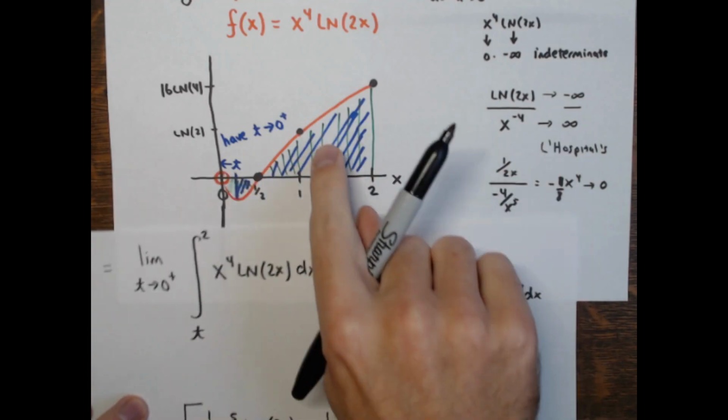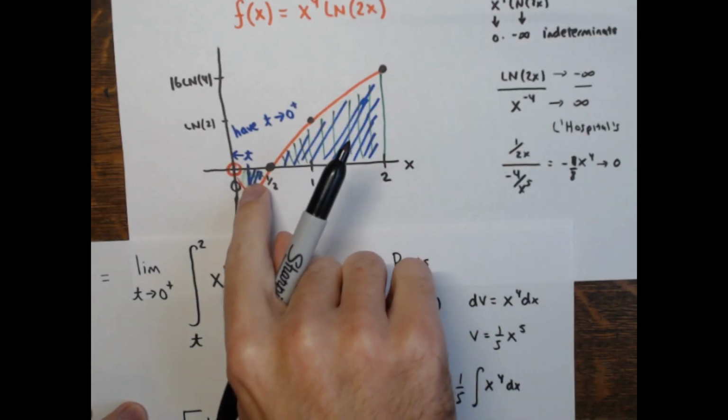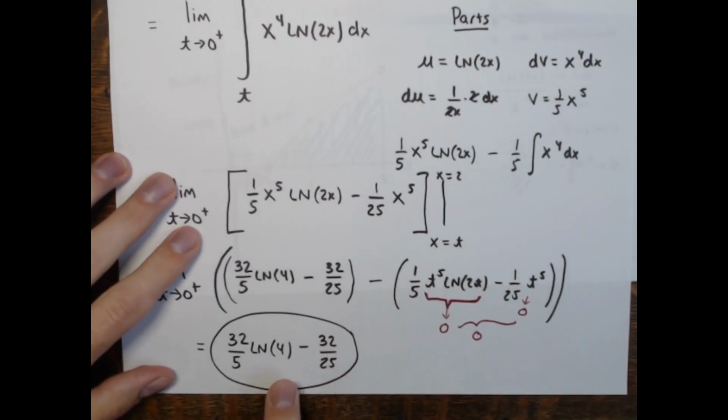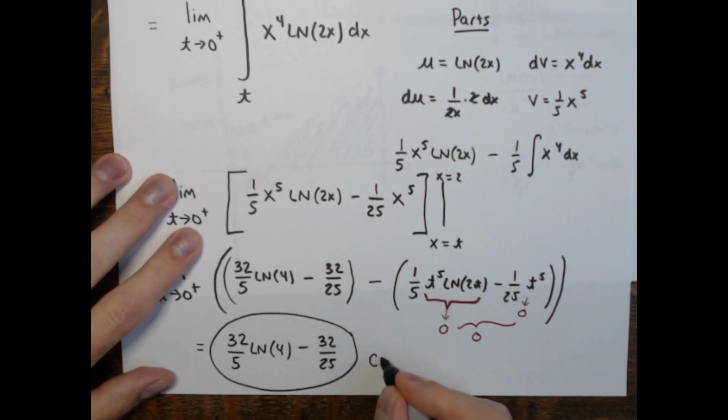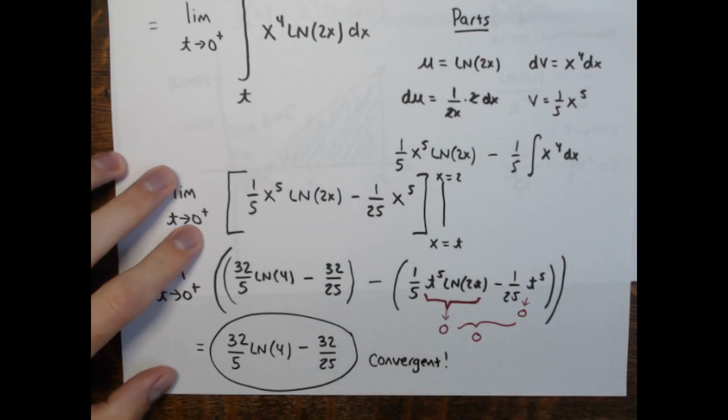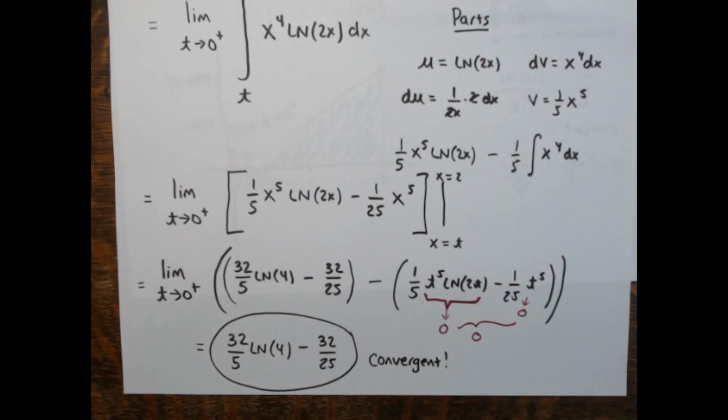Right? But again, this is considered positive area, that's considered negative area, but they add up to this. We do have a convergent integral, which I suspected from the beginning, right? That the area didn't look like it was getting crazy huge or anything. Looked like a nice finite area.